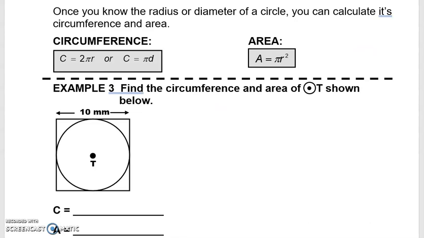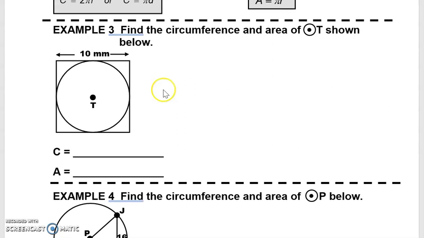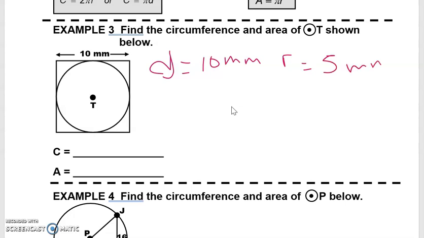So for example 3, it gives us from this side to this side is 10 millimeters. So that means that our diameter is 10 millimeters. Now to find the radius, we just divide that by 2, so we'll get 5 millimeters.